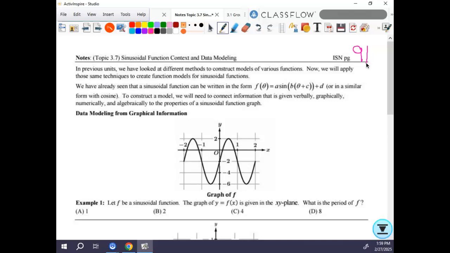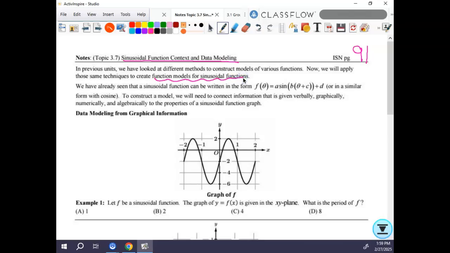All right, so this is sinusoidal function context and data modeling. So usually when the topic sounds like that, we're doing some sort of regression. And we are eventually, but there's all other ways to look at it besides just punching stuff in the calculator. We're not going to do that for a while. But we've looked at different methods to construct models. We're going to put it all together so we can do function models for sinusoidal functions.